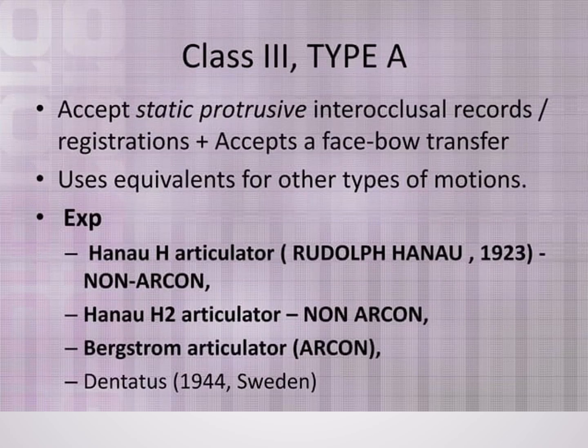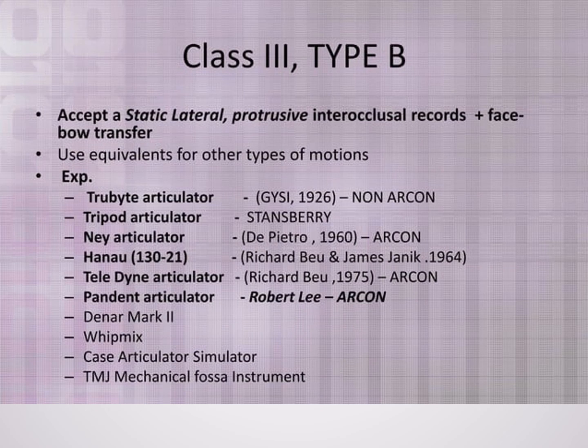Under this class 3, the first subtype is type A. They will accept the static protrusive interocclusal record and also the face bow transfer. They will use equivalents for other types of motions. Examples are Hanau H articulator and Hanau H2 Dentatus articulator. The next subgroup of class 3 is type B. They will accept the static lateral protrusive interocclusal record and also have the capability to accept the face bow transfer. They use equivalents for other types of motion. The various examples are Trubyte articulator, Ney articulator, Panadent articulator, Denar articulator, Whip Mix articulator, and Tripod articulator.